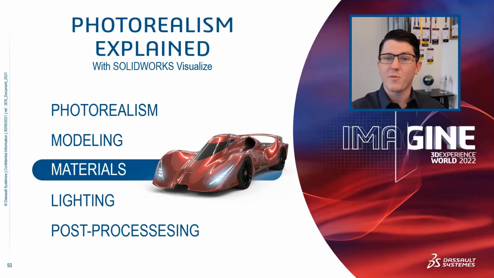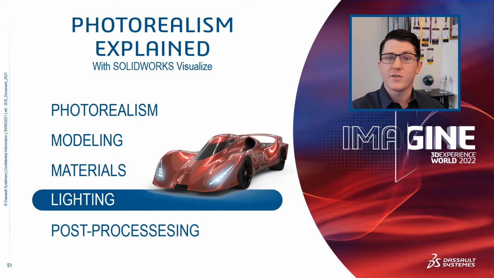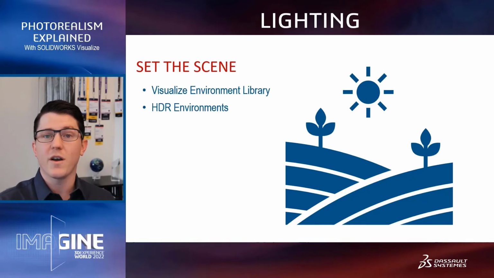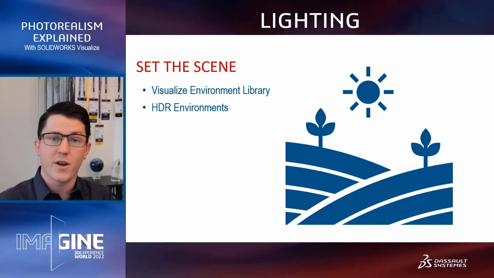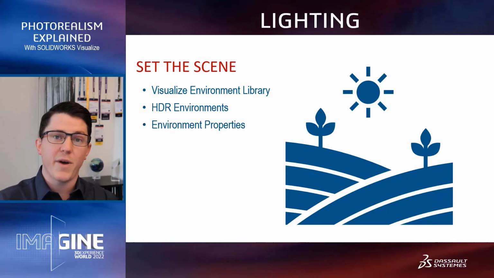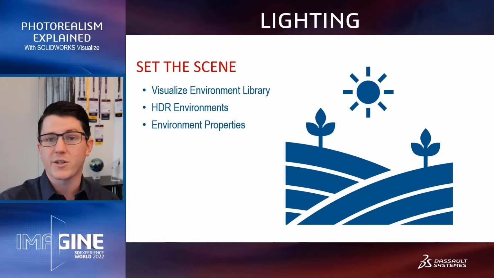With the appearances on our model dialed in, it's now time to start looking at the light. So lighting in Visualize can be achieved in a few ways. The easiest way is by using what are called HDR environments. And you're going to find these HDR environments within the SOLIDWORKS Visualize environment library. Now, an HDR is just a spherical image, specially made to surround the model and project all of the light onto it. And that light has the impact of creating shadows and reflections.